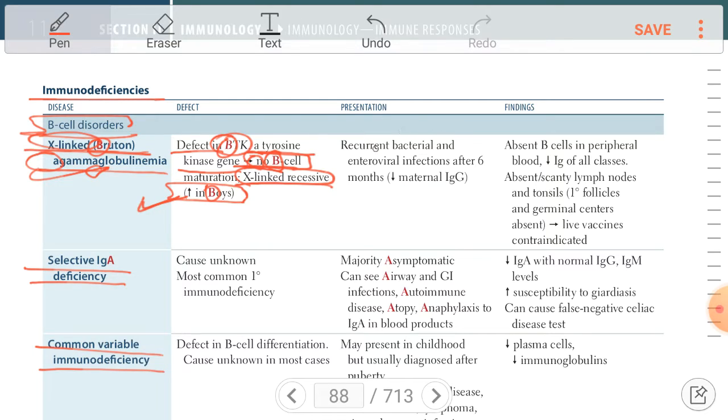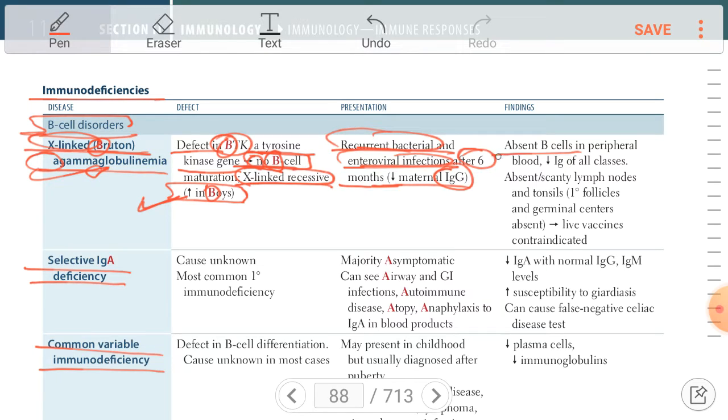So the presentation will be recurrent bacterial and enteroviral infection after 6 months. Why 6 months? Because immunoglobulin G is the only immunoglobulin that passes the placenta. So after 6 months there is a decrease in maternal immunoglobulin G in the baby, leading to recurrent bacterial and enteroviral infection.